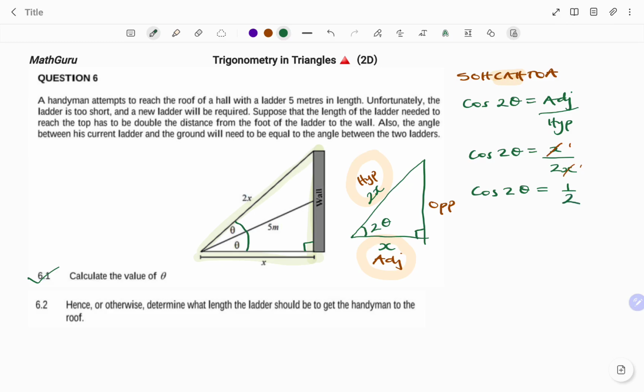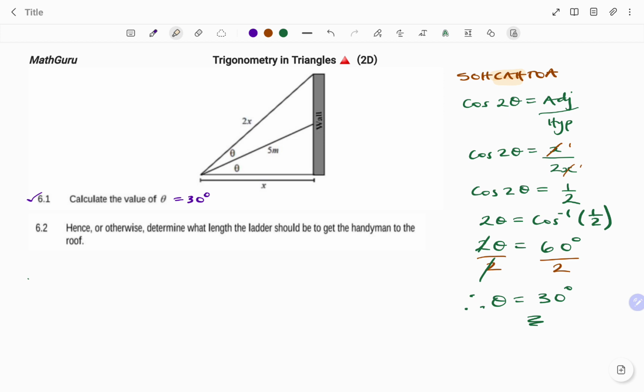The next step is to move my cosine to the right hand side, so it becomes 2 theta equals the arc cos of 1 over 2. To get the arc cos of 1 over 2 on your calculator, that's the second function of your cosine button, and you're going to have 2 theta equals 60 degrees. Therefore, to find theta, I'm going to divide both sides by 2. Therefore the value of theta equals 30 degrees.